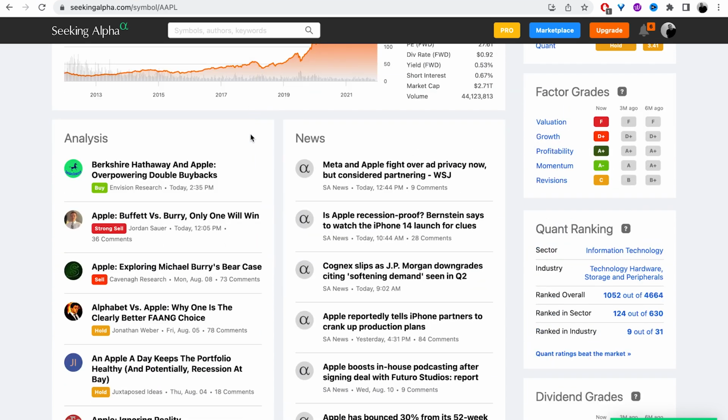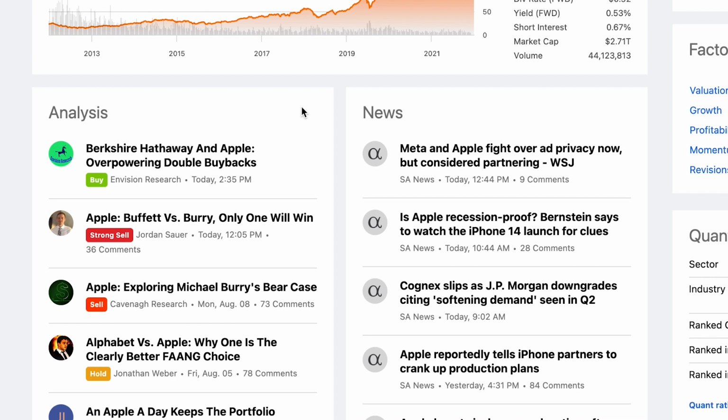Scrolling down, Seeking Alpha also gives you access to tons of different analyses and news on pretty much any given stock that you can think of, which is just an invaluable resource. And there is a free and premium version of this website. With the free version, you get access to 5 different analyses and news articles per month, but with premium, you get access to unlimited. There's no cap on it.